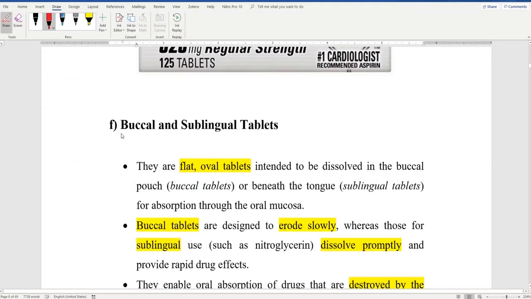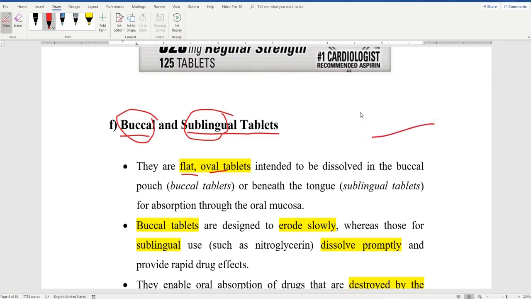and learn about the other type of tablet, which is buccal or sublingual tablets. These tablets are usually flat or oval in shape. Okay, flat. You know what we mean by flat. Oval in shape. Of course, flat means not curved, as opposed to curved.